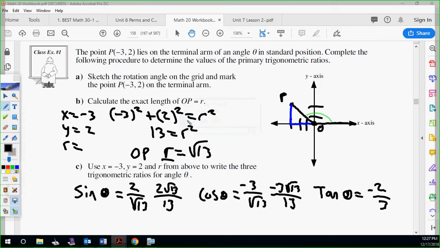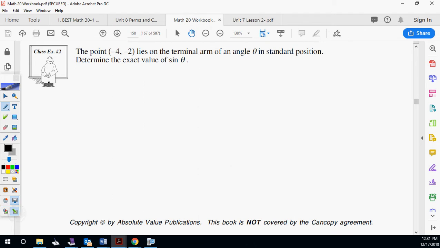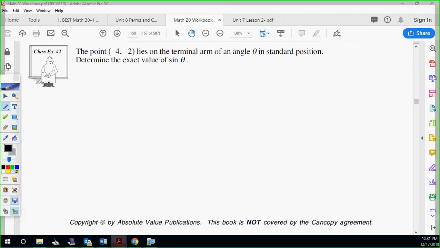Yeah. All right, so anyway, we got that. Let's try another one. Point -4, -2 lies on the terminal arm for angle theta in standard position. Determine the exact value for sine theta. We're just doing one. We are going to need to find r, however, right? Because for sine theta, we need r. We know we're in the third quadrant. Is sine positive or negative in the third quadrant? Negative. So I know my answer for sine theta.